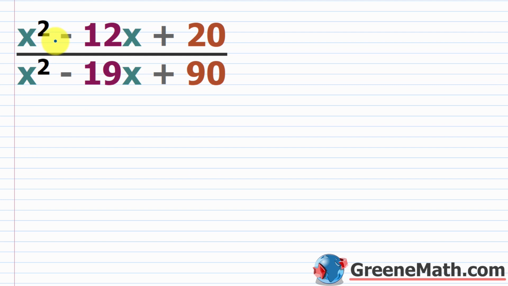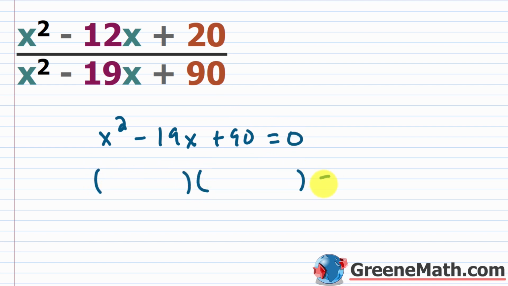So we have x squared minus 12x plus 20 over x squared minus 19x plus 90. So again, I'm going to take the x squared minus 19x plus 90. That's from the denominator. I'm going to set that equal to 0, and I'm going to solve this equation. So let's go ahead and factor this guy. So I have x here and x here. Give me two integers whose sum is negative 19 and whose product is positive 90. So I know this is negative and this is negative, and I would do 9 and 10, right?